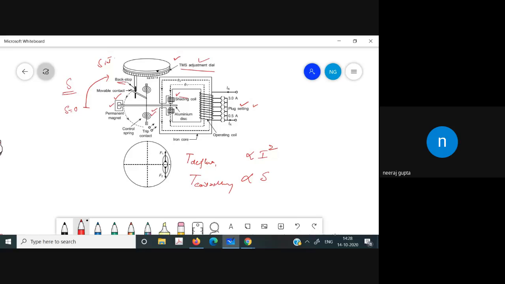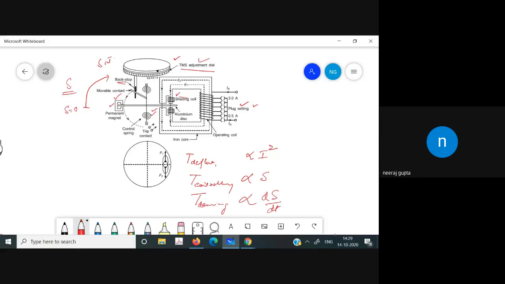That is, when it reaches the main position, it has to damp the oscillations, and this is the damping torque. The damping torque comes into the picture only when the disc is in motion, and is proportional to the rate of change of delta, so d delta by dt. Now we have three kinds of torques: one is the deflecting torque, then the controlling torque, and then the damping torque.